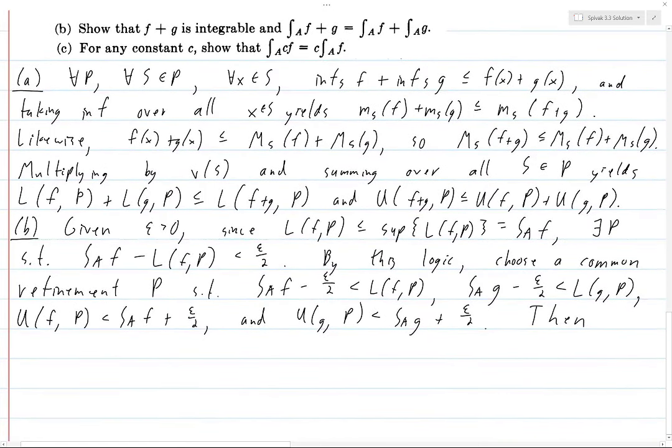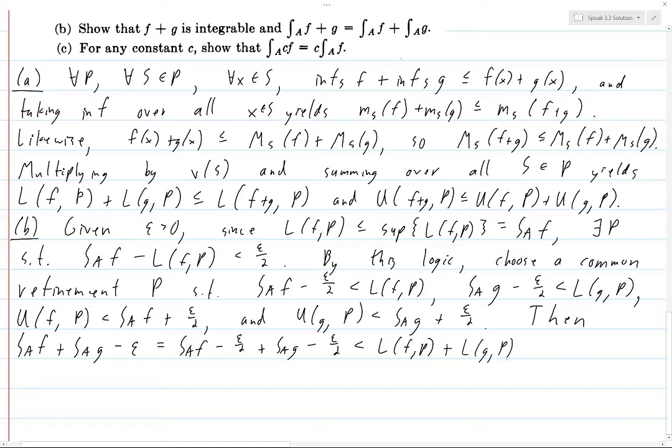Okay, so take the integral over A of f plus the integral over A of g, and we subtract epsilon. Of course, we can break the epsilon into epsilon over 2 and another epsilon over 2. Now, if we look at these things separately, the first two terms, by our choice of P, are going to be less than L(f, P). And the second thing is going to be less than L(g, P).